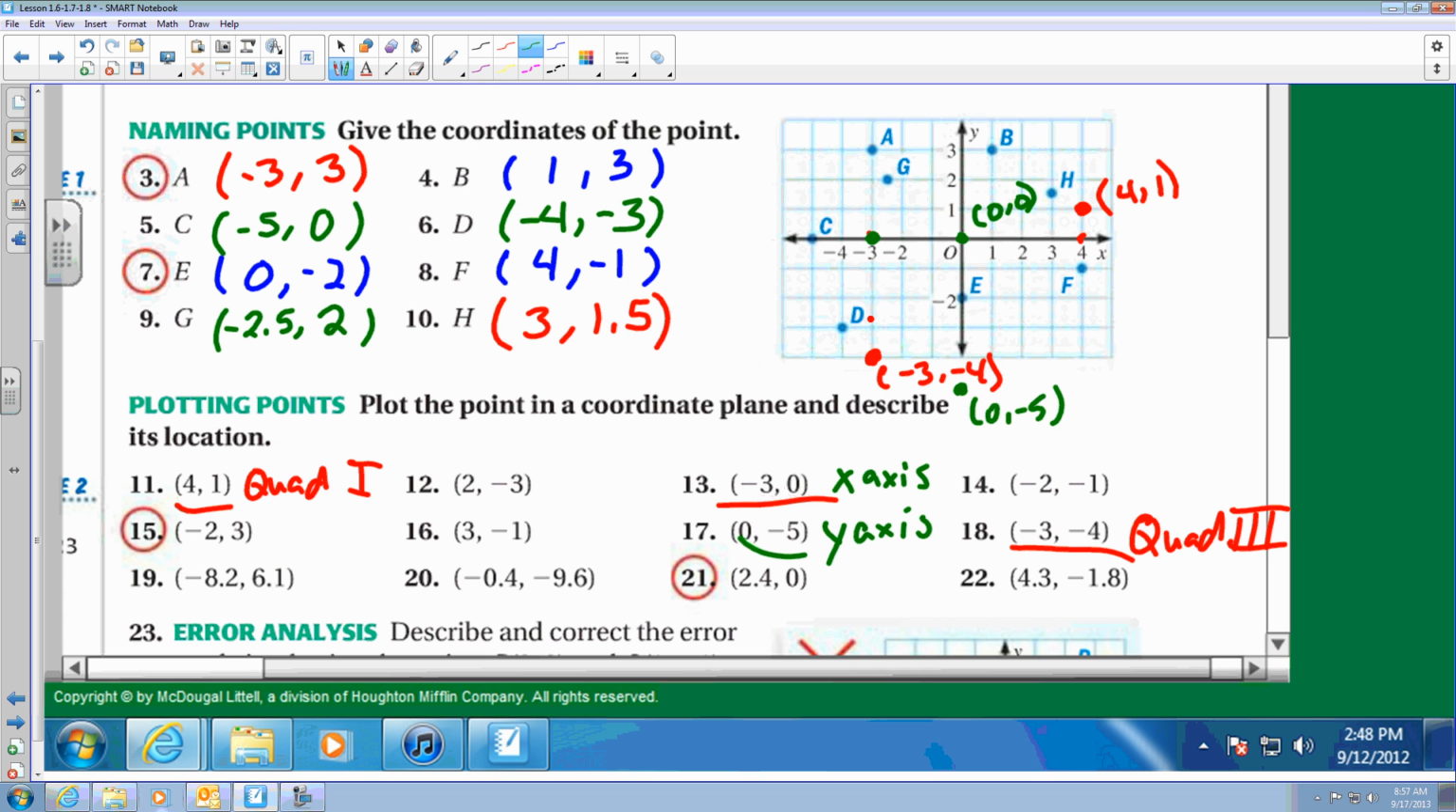All right? And that is being able to subtract integers, multiply and divide integers, and use a coordinate plane.